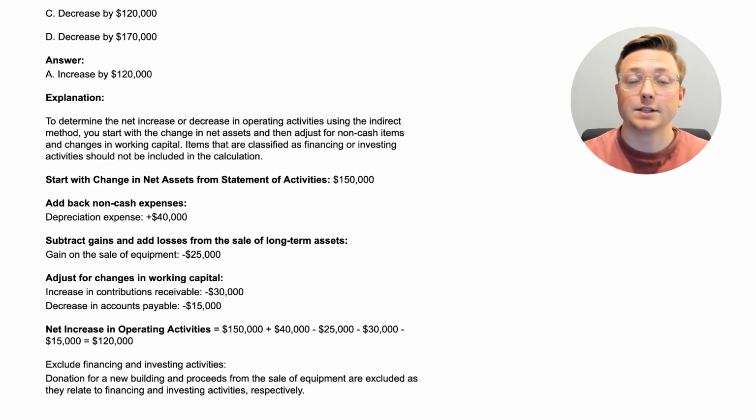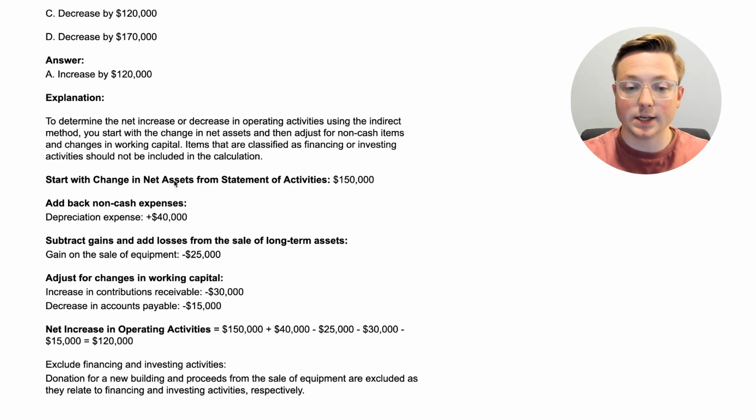All right, here is the answer. The answer is A. It was an increase of $120,000. So let's walk through this. To determine the net increase or decrease in operating activities using the indirect method, you start with the change in net assets, which, by the way, is basically net income for a nonprofit organization, and then adjust for non-cash items and changes in working capital. Items that are classified as financing or investing activities obviously should not be included here.